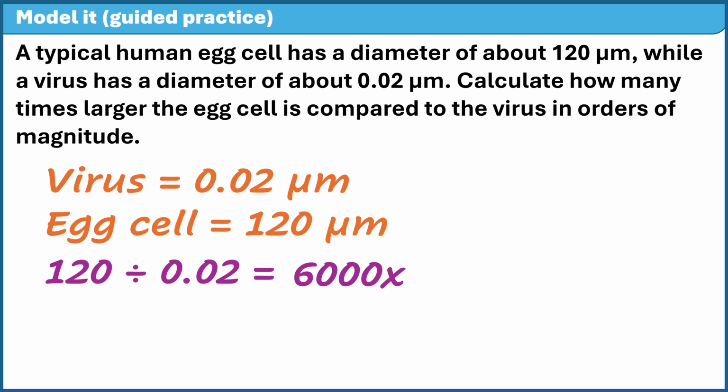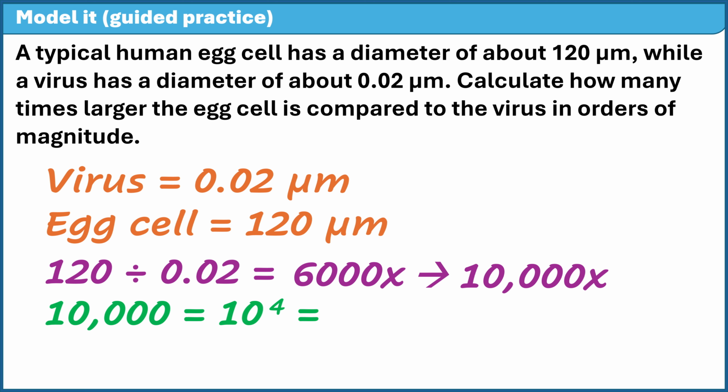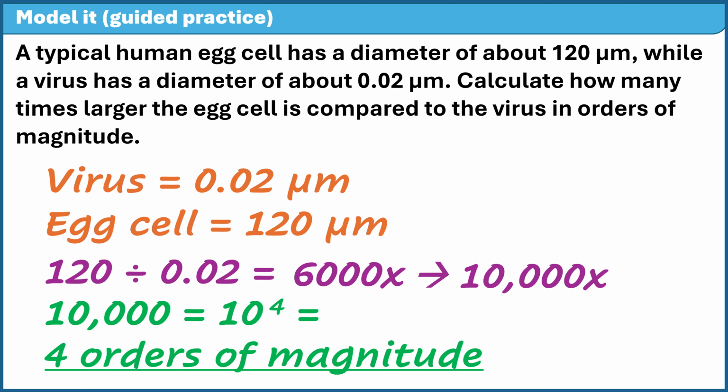Big difference, right? Step 2, round to the nearest power of 10. Is 6,000 closer to 1,000 or 10,000? It's closer to 10,000, so we round to 10,000. Step 3, convert to orders of magnitude. 10,000 is equal to 10 to the power of 4, which is 10 times 10 times 10 times 10, or what we call 4 orders of magnitude. So the egg cell is 4 orders of magnitude larger than the virus. See? 2 different methods, same logical process.